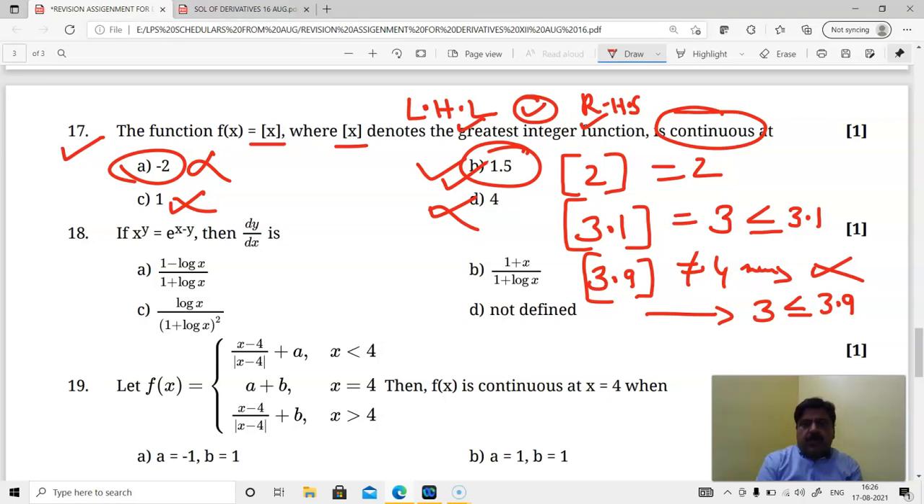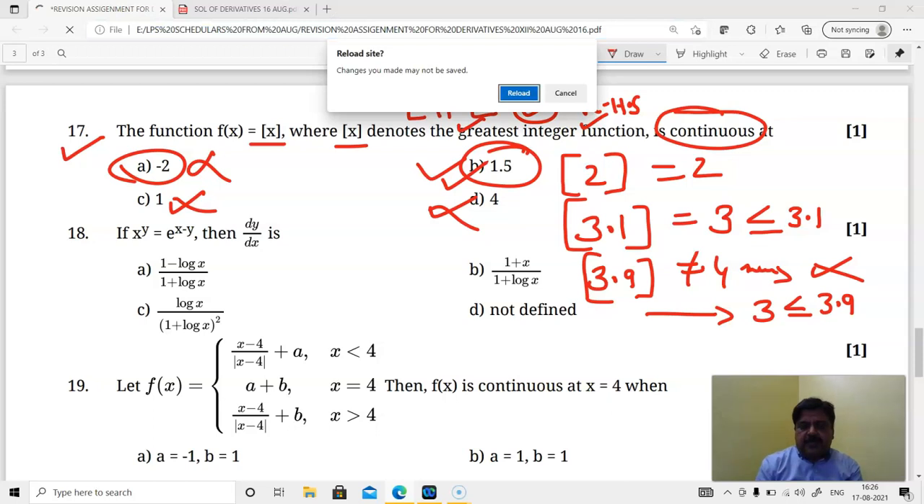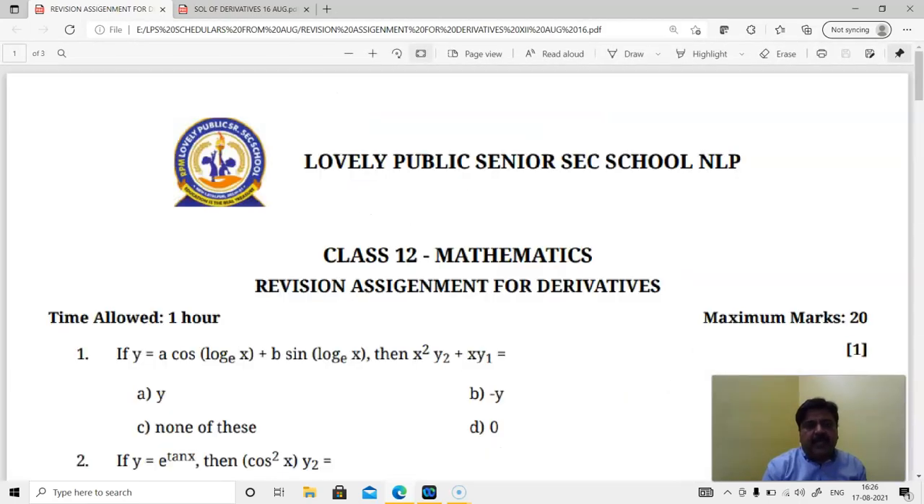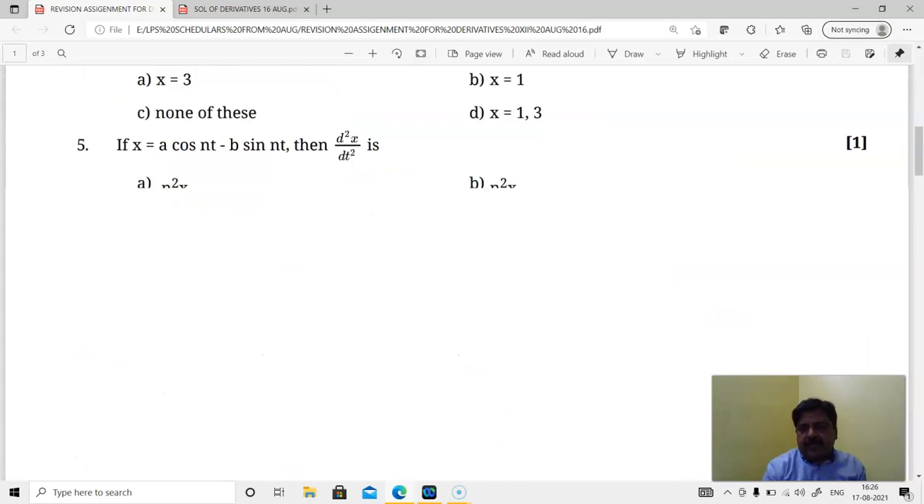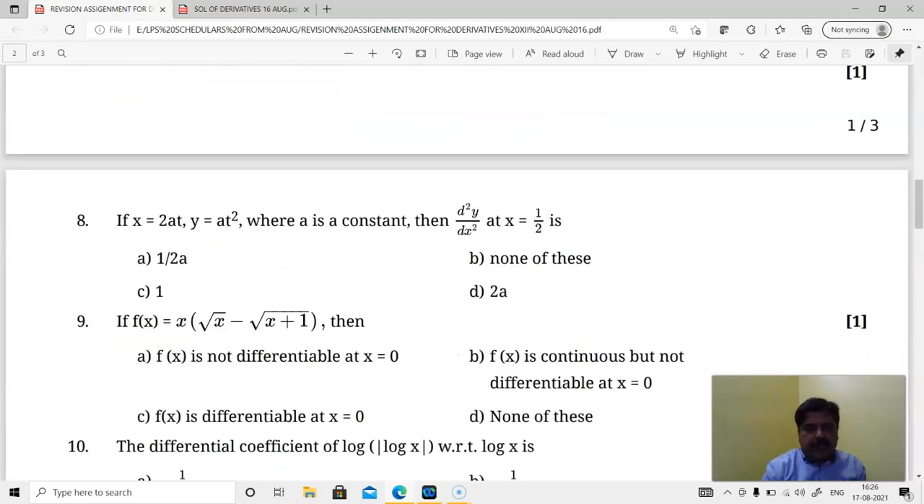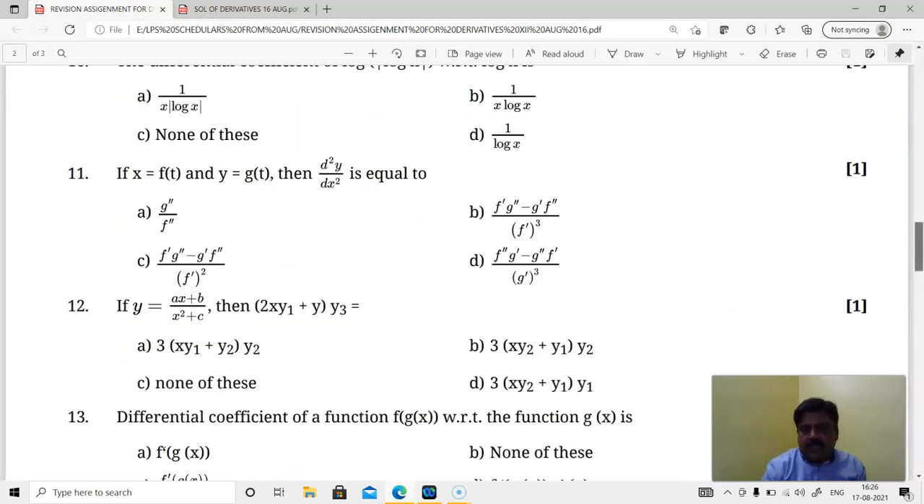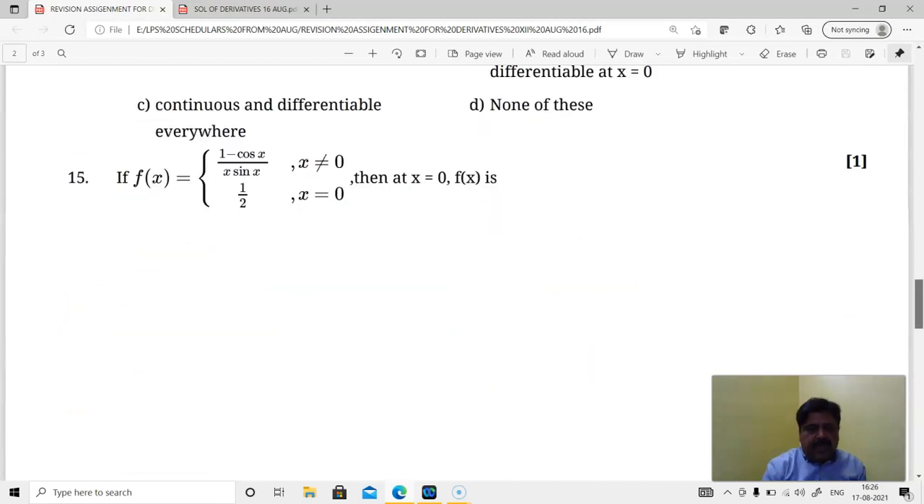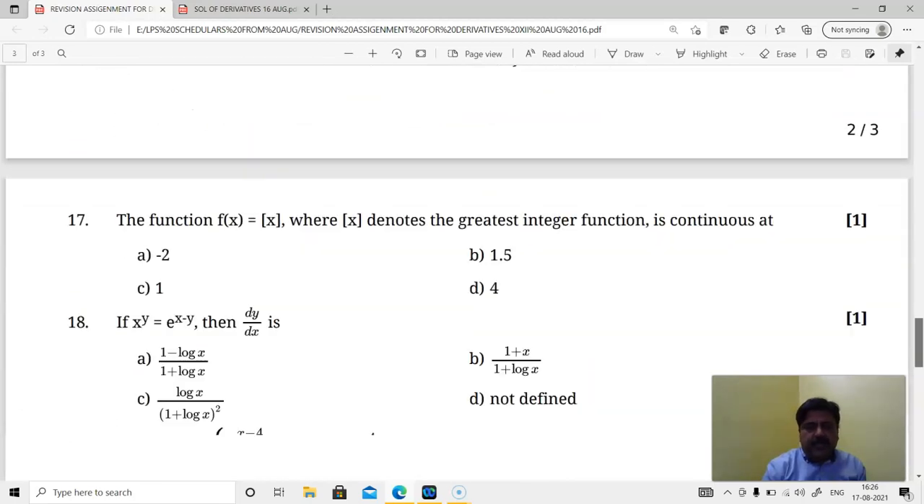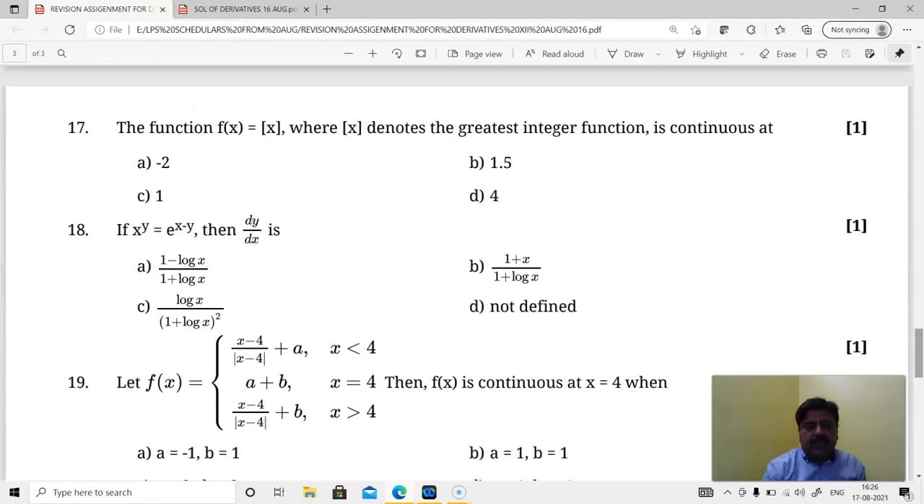So let's refresh this page first, then we can add on to the 18th question. Again, these kinds of questions deal with the special functions, and we are just trying to make your calculation faster, more authentic, more accurate, using most of the logics and theories.